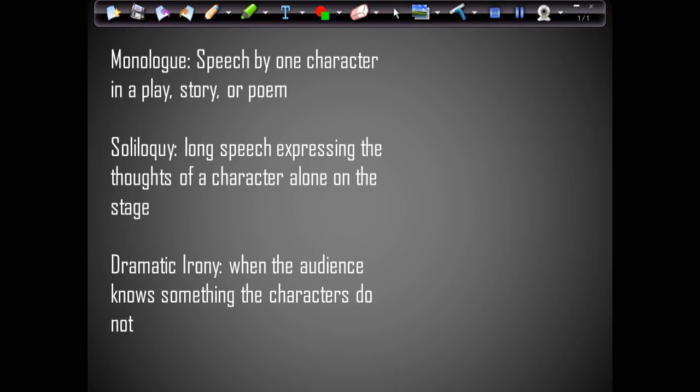Next, we have dramatic irony. That's when the audience knows something that the characters do not. The best way to think about this is a horror film. There's tension and anticipation that's built simply because we, the audience, know what's going to happen where we know the character does not. So it creates dramatic irony.